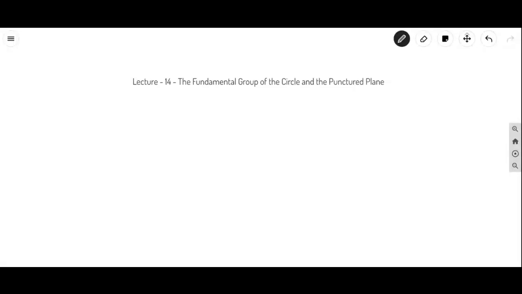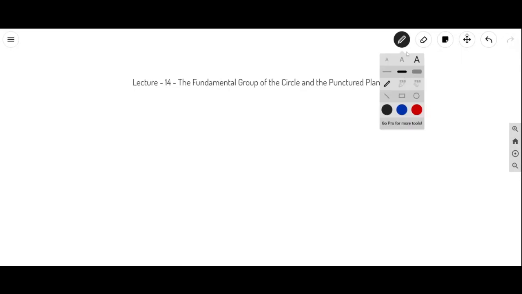In lecture 14, we're going to learn how to justify the fundamental group of the punctured plane and the fundamental group of the circle, something that we have alluded to based on our intuition in the previous lectures, but we never actually proved. Now, these go together. The circle and the punctured plane go together because they have the same homotopy type.